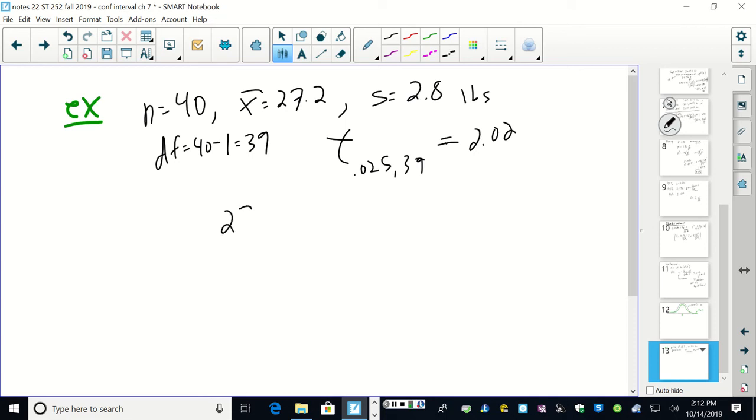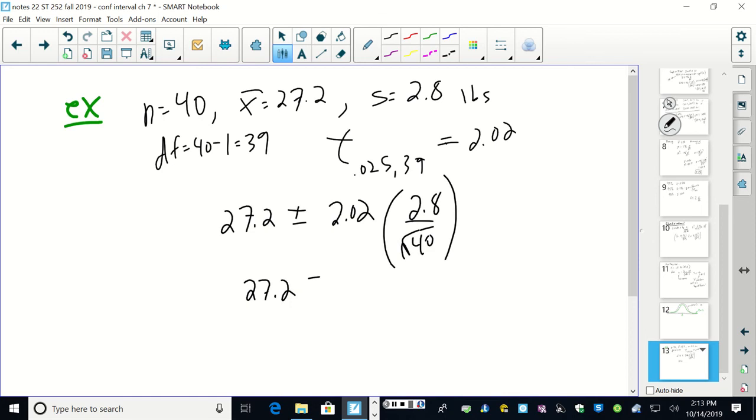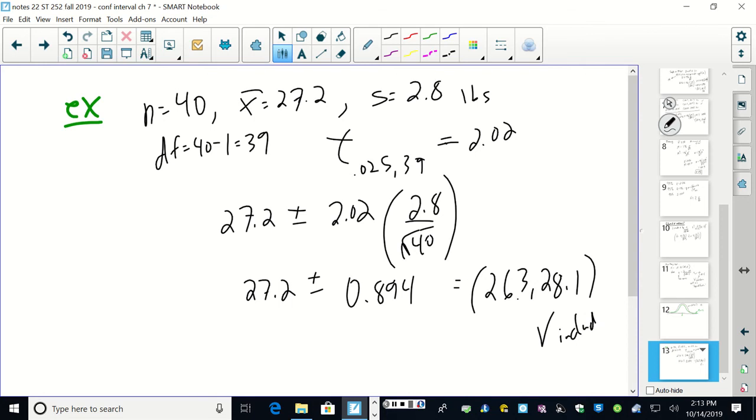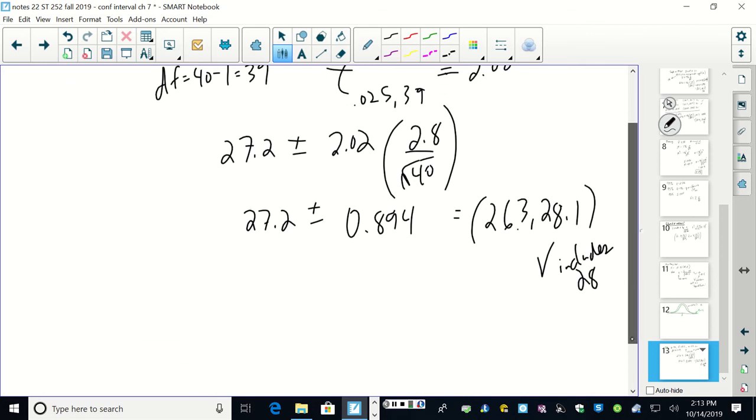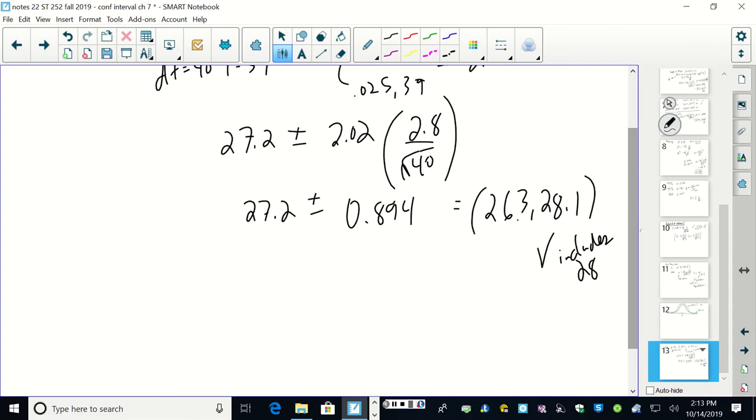So we get 27.2 plus or minus 2.02 times S over the square root of n. This turns out to be 0.89, or with a little bit of rounding, 26.3 to 28.1. And that works. It includes 28. Normally you don't know if your intervals cover or not, because you don't know the truth. But you just behave confidently as if they do, unless you have some evidence that suggests that things have gone wrong.